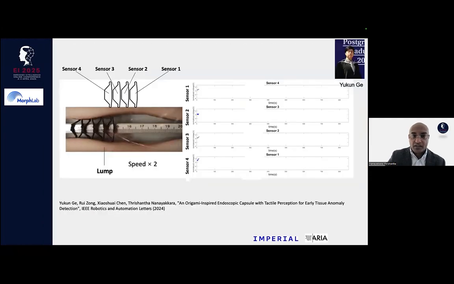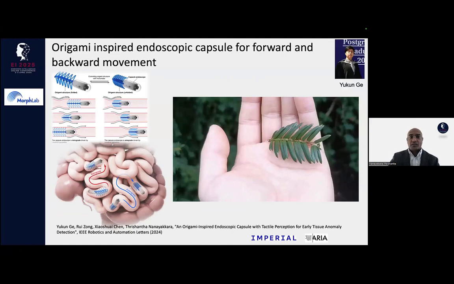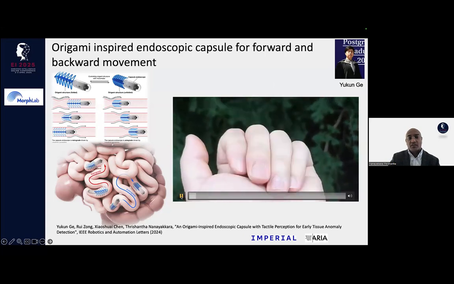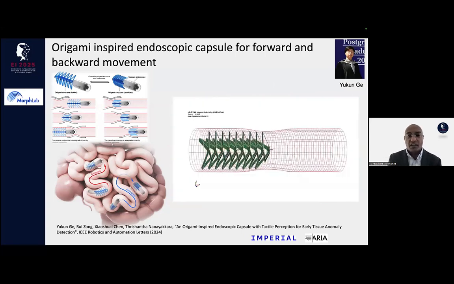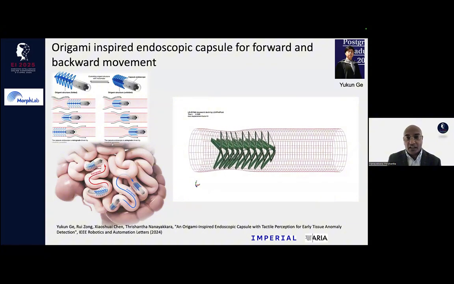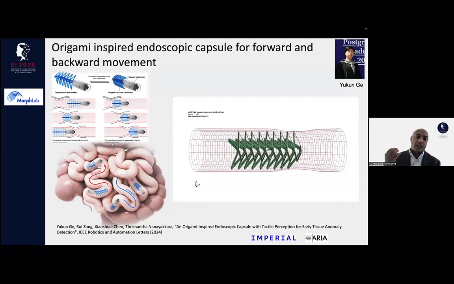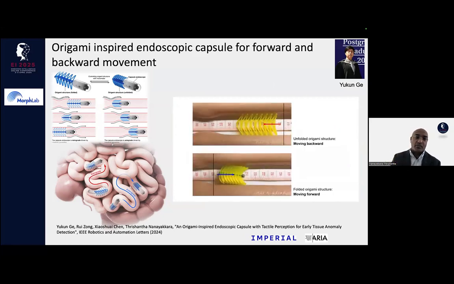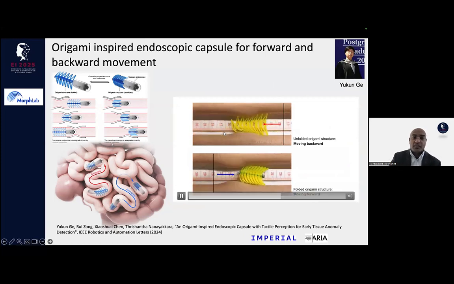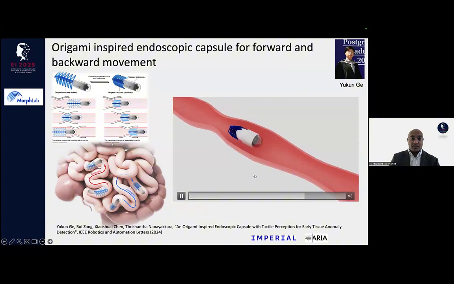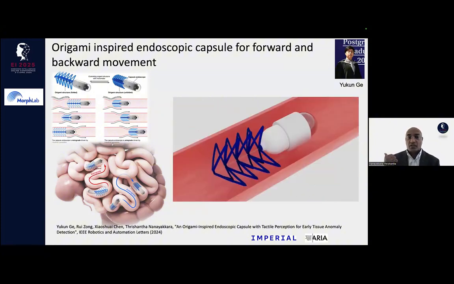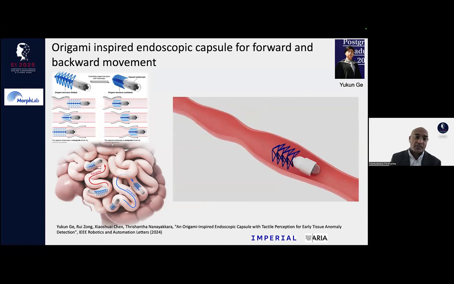So this is another example of Yukun Gate's work. Here you can see, if you crunch that weed, this leaf, it can move to one side. So we got this example and then created an endoscopic capsule. Now we are testing on a colonoscopic capsule. The idea is that when the capsule is soft, it can go to one side, and when the capsule is crunched up, it can go to the opposite side under the same peristaltic waves.